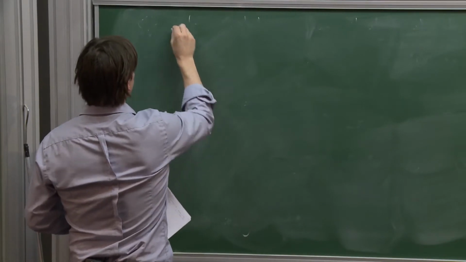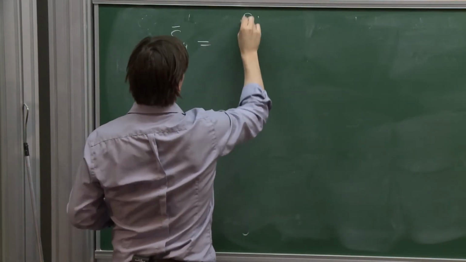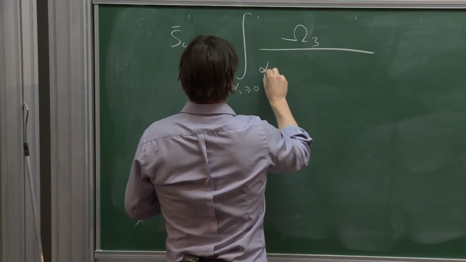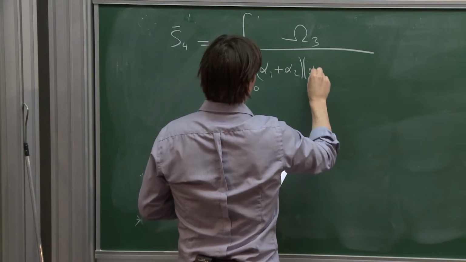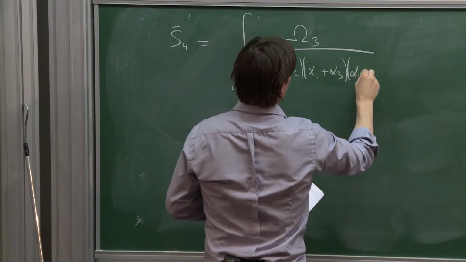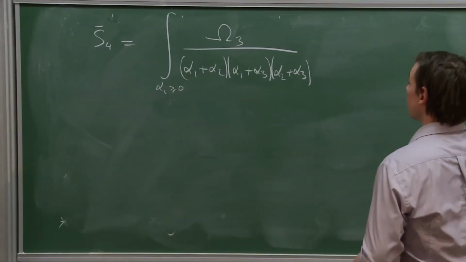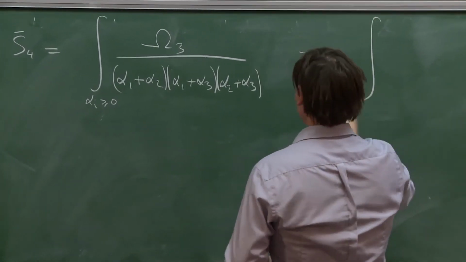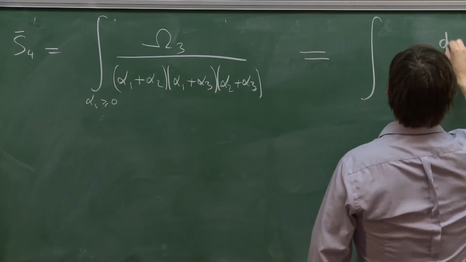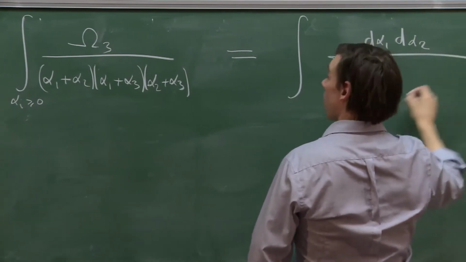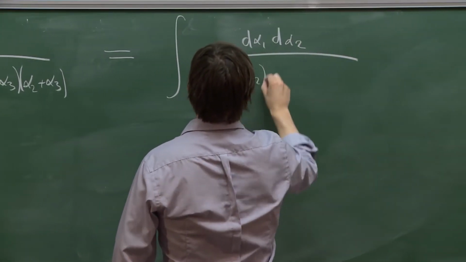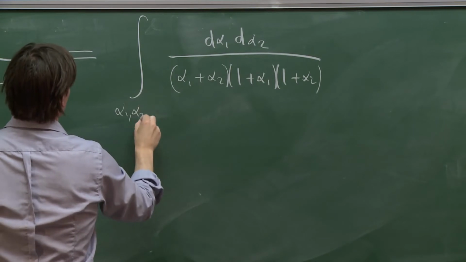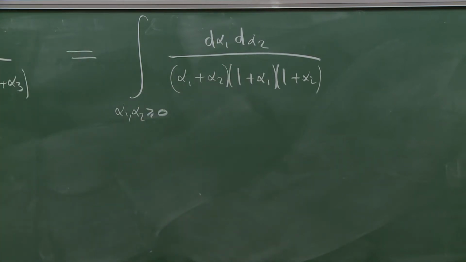So S bar 4 is what we've just computed. It's this integral, it's omega 3. It's this projective integral, alpha 1 plus alpha 3, alpha 2 plus alpha 3, very beautiful integral. To work it out, since it's a projective integral, we just work on some affine chart. So let's put alpha 3 equal to 1. And it's just d alpha 1, d alpha 2, over alpha 1 plus alpha 2, 1 plus alpha 1, 1 plus alpha 2. So that's a very nice, completely convergent little integral there.